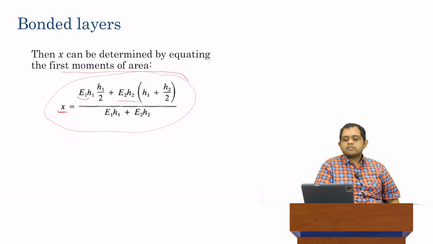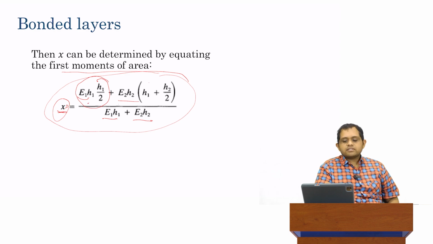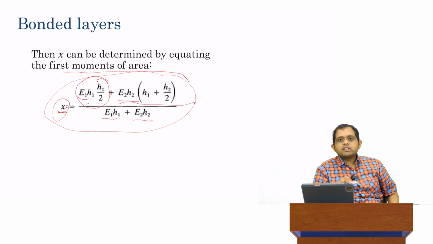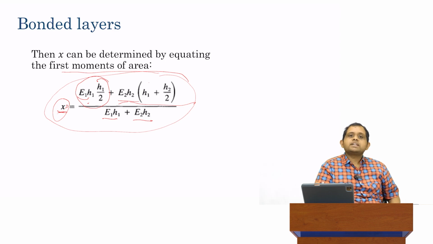So here basically what we're saying is that the moment of the entire system is E1H1 plus E2H2, into the depth of the neutral axis, that's x. That is going to equal the moment of the first layer, E1H1, into its distance from its original neutral axis, H1 over 2, and similarly for the second layer. So we are equating the first moments of area of the original layers with respect to their own neutral axes to the first moment of area of the two layers, but now with respect to the common neutral axis. That's how we calculate the depth of the common neutral axis. So this is how we calculate x.